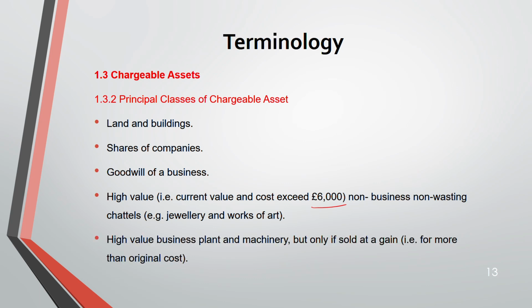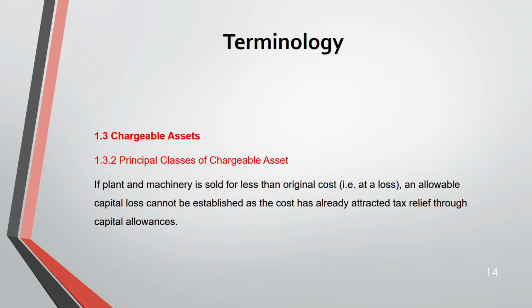Now, high value business plant and machinery, but only if it is sold at a gain. That means you are selling it for more than the original cost. Then it's chargeable. Vesting assets other than chattels, like copyrights. See, if you are selling a copyright, it's a chargeable asset because a copyright has a useful life.